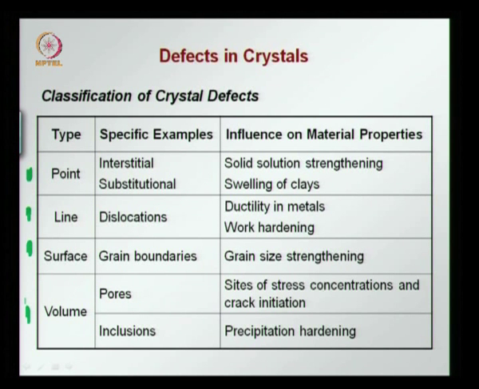Substitutional is where one atom or particle is replaced by something else, and this gives rise to a substitutional point defect. These have influences on material properties. For example, the point defects can affect solid solution strengthening. Solid solutions are where you have alloys forming, a mixture of different materials, and this could lead to strengthening because of the defects. Even though we call it a defect, it could have some beneficial effects like strengthening.